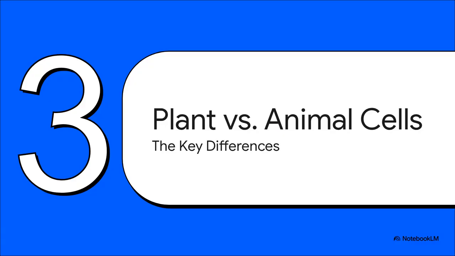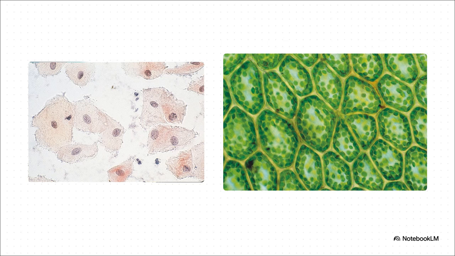Okay, so while plant and animal cells share that core machinery we just talked about, plants have a few key upgrades that make them really unique. And these differences are absolutely crucial for the way plants live. I mean, the difference is pretty striking, isn't it?